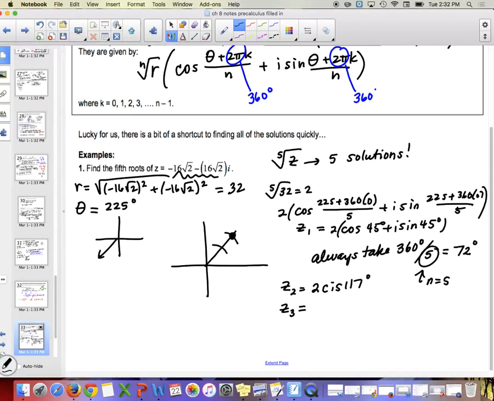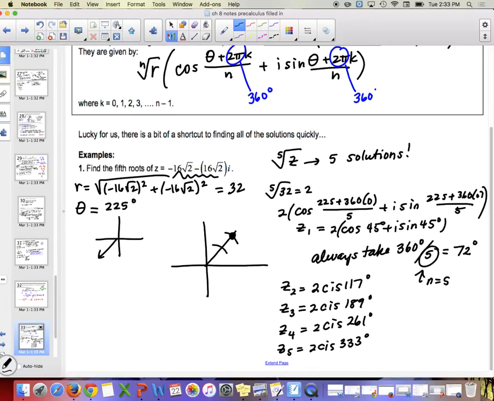All right, so 117. And then add 72 again, so you get 2 CIS 189. And then add again, and you get 2 CIS 261. And then the last solution would be 2 CIS, added again, 72, 333. Okay, and those would be all of your answers.